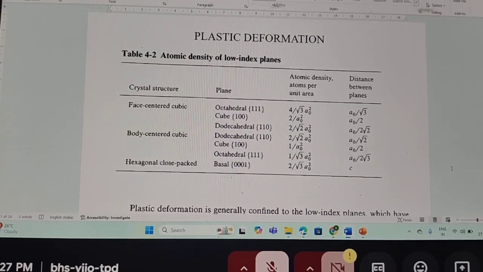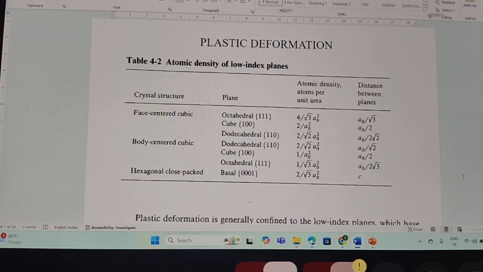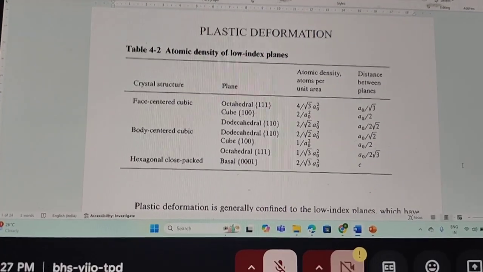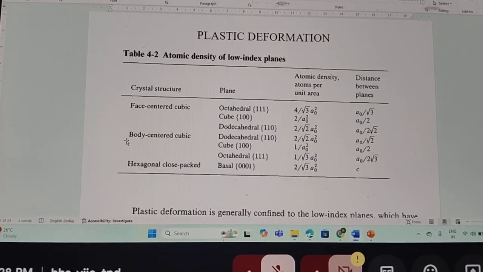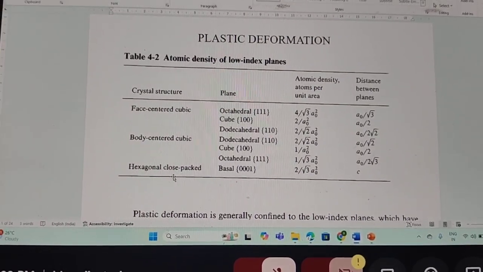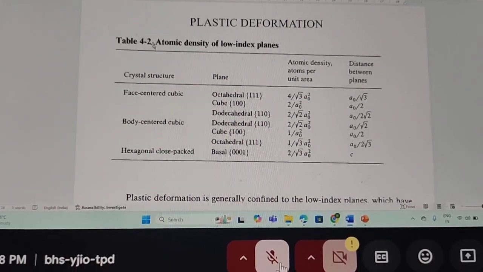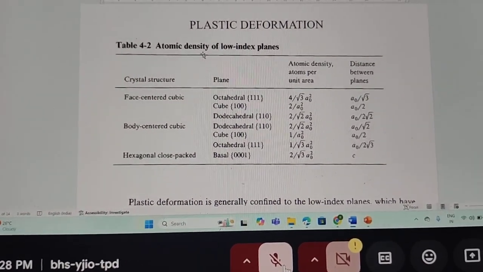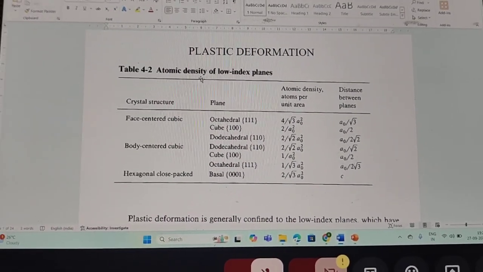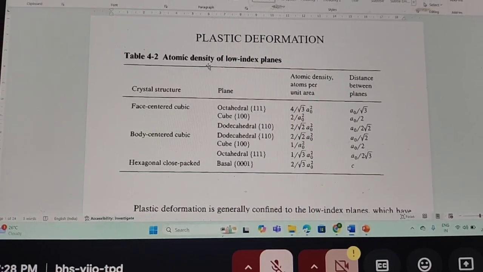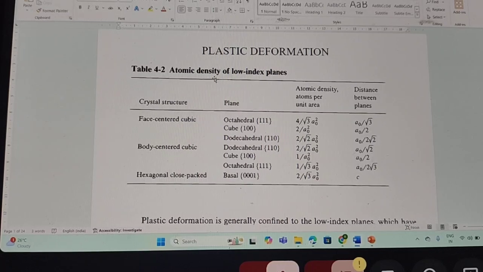So now, try to understand this. Suppose this type of cubic unit cell is there. That may be either a face-centered cubic cell, a body-centered cubic cell, or a hexagonal close-packed cell. So now we are to know the atomic density of the low index planes. I have shown you some planes, like the 111 plane and the 110 plane. There are many planes, and you can have the plane designations.